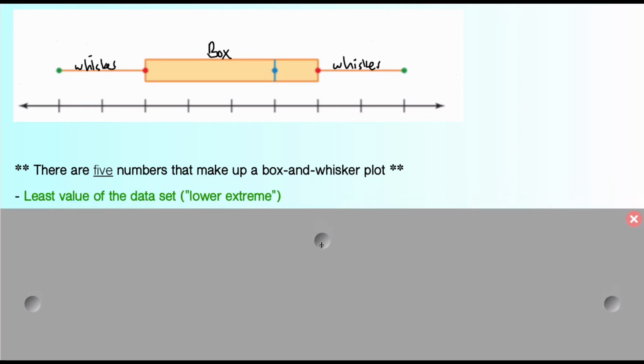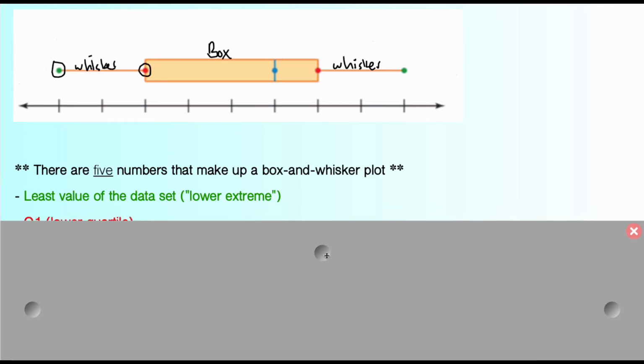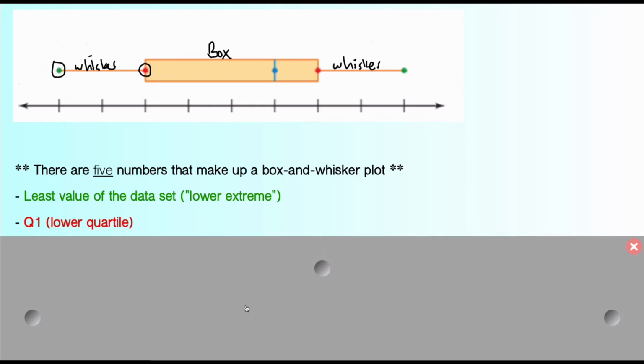Number 1, the furthest to the left green dot is the least value of the data set. Some people call this the lower extreme, but the smallest number in the data set, the lower extreme, that's going to be your first important data point. All right, the second data point, which I made red right here, that is something you've already found before. That's called Q1, or some people call it the lower quartile. Some of you noticed that when you did the IXL, for interquartile range, it asked occasionally what is the lower quartile. That's just another word for Q1.